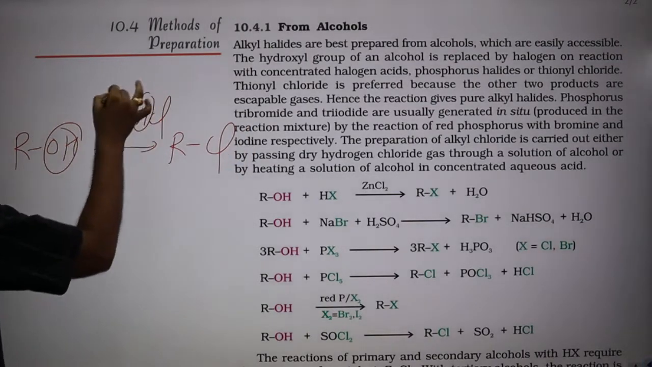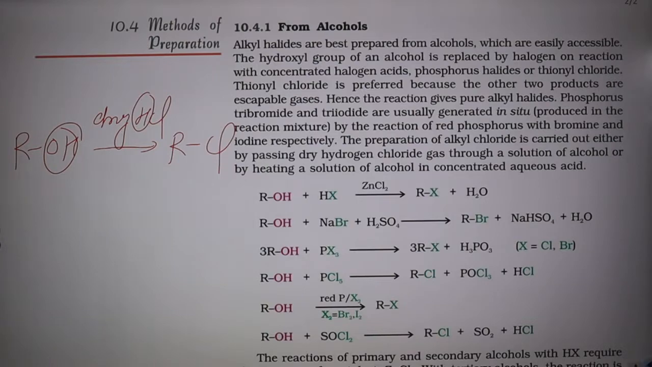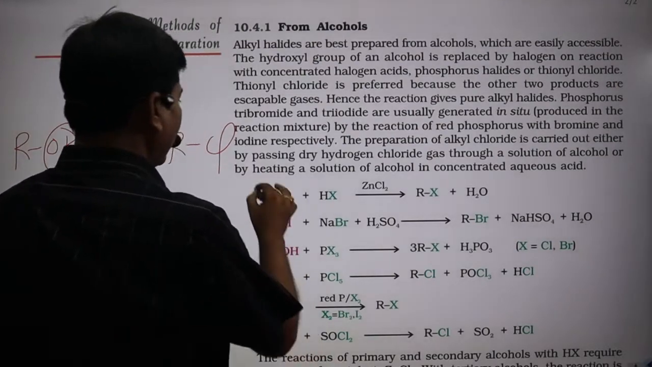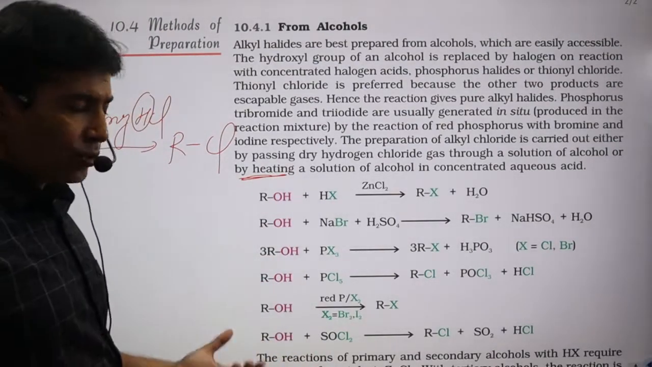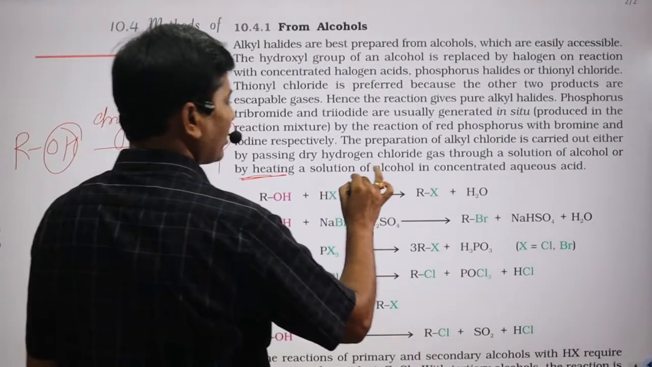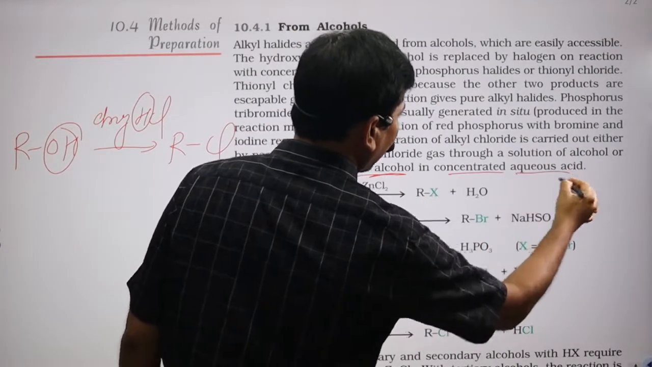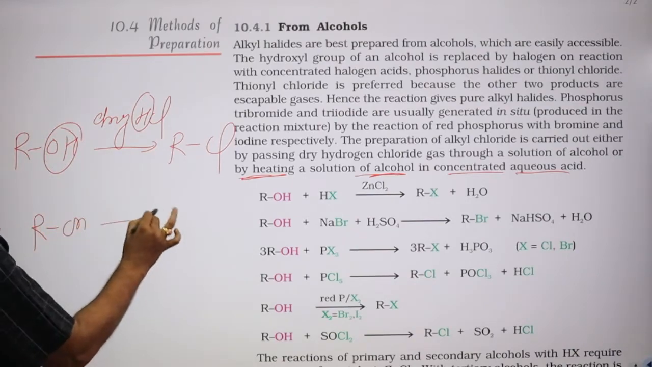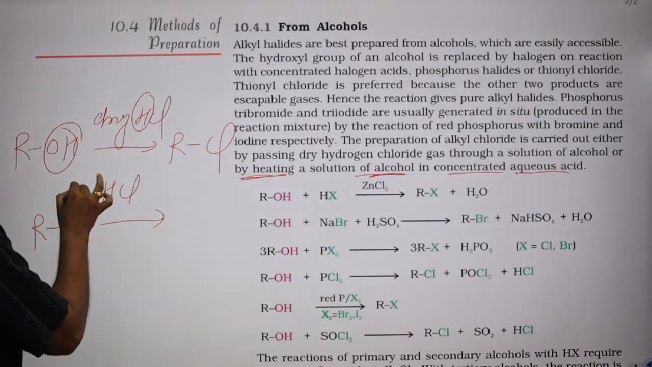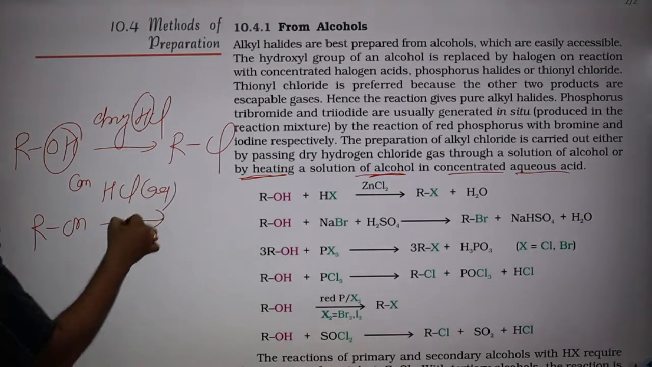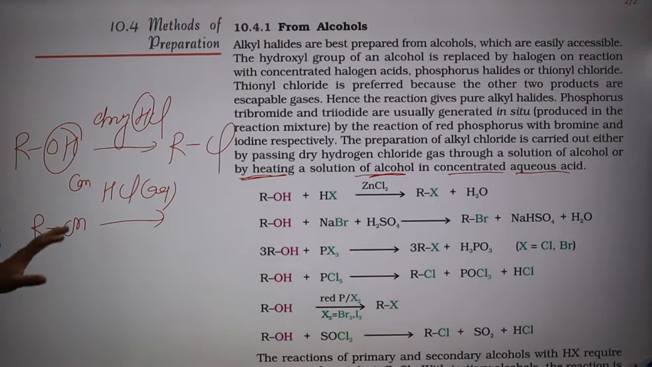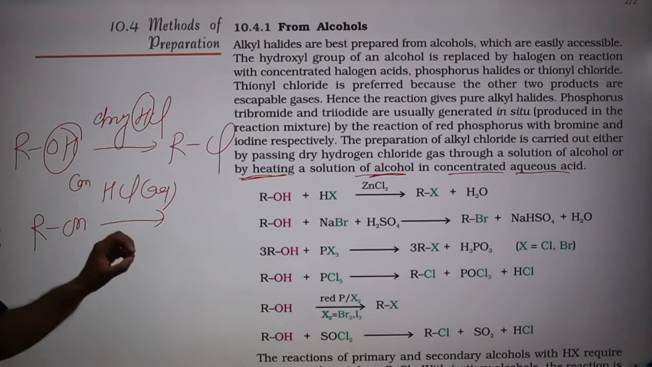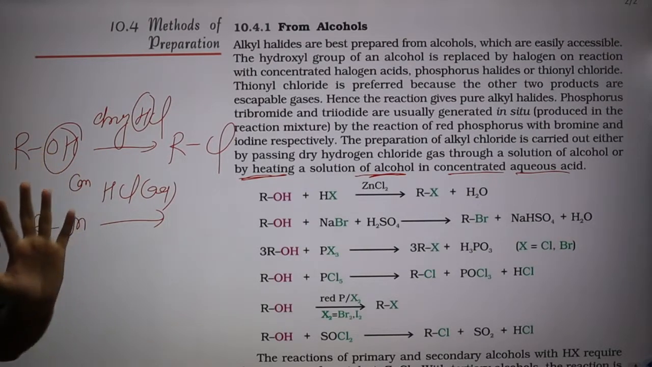Okay, this H2 will be eliminated from here. Further it says, alkyl halide can also be prepared by heating a solution of alcohol in concentrated aqueous HCl. Then in place of dry HCl, we can use a concentrated aqueous solution of HCl. This is concentrated and this is your aqueous. It is not dilute. Concentrated HCl is there, but with a small quantity of water.